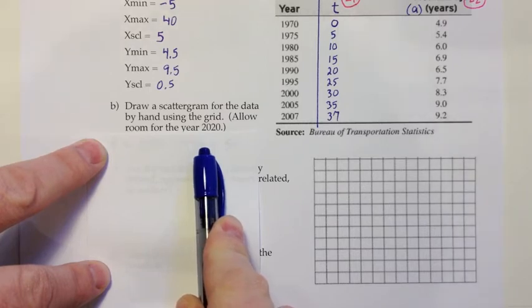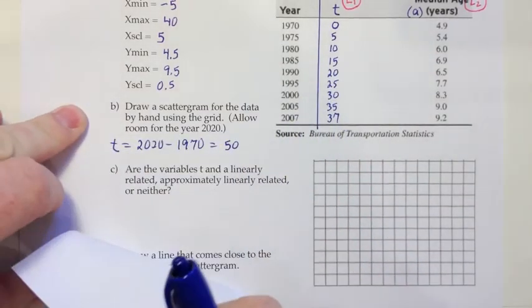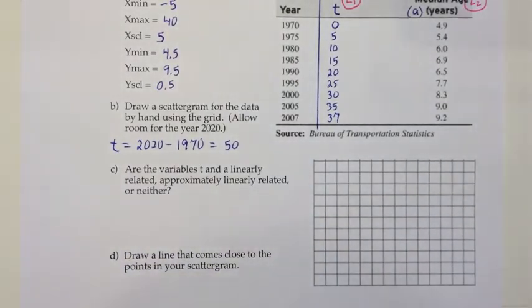So the first thing we need to figure out, if we're going to allow room for the year 2020, is what that would be as a t-value. I actually already calculated that here, but we would say that t is equal to the year 2020 that we're interested in minus the starting year of 1970, and that gives us a t-value of 50. So we're going to need to make sure that t equals 50 fits on our picture.